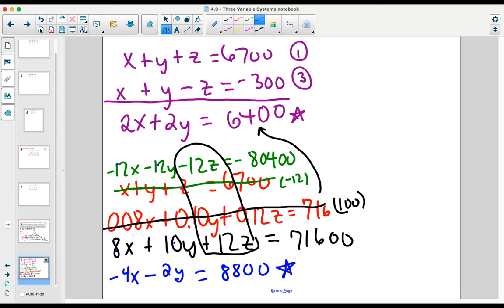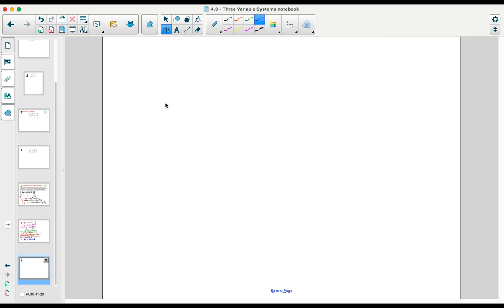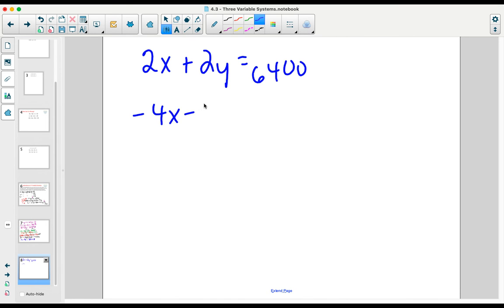Combining that equation together with the other equation, 2x plus 2y equals 6,400, we're going to make a new two-variable system. And negative 4x minus 2y, negative 8,800. Adding down, we'll see that that will immediately eliminate the y variable. They are already opposite coefficients of one another, which saves me a little bit of time.